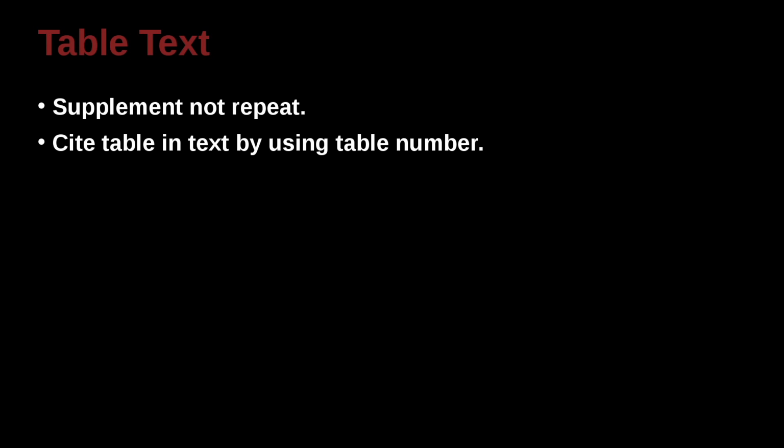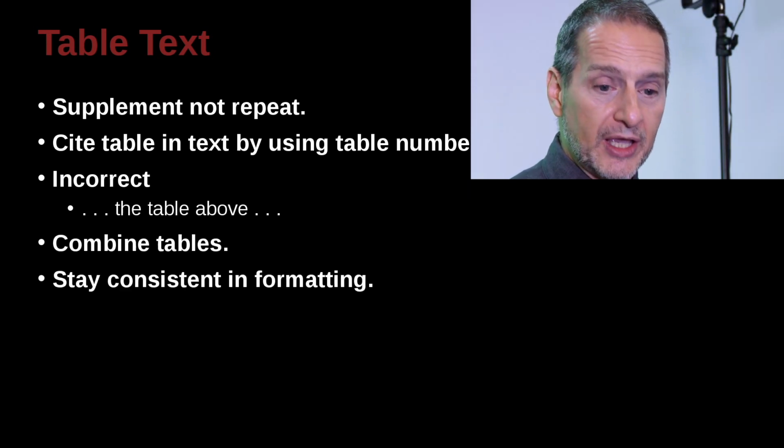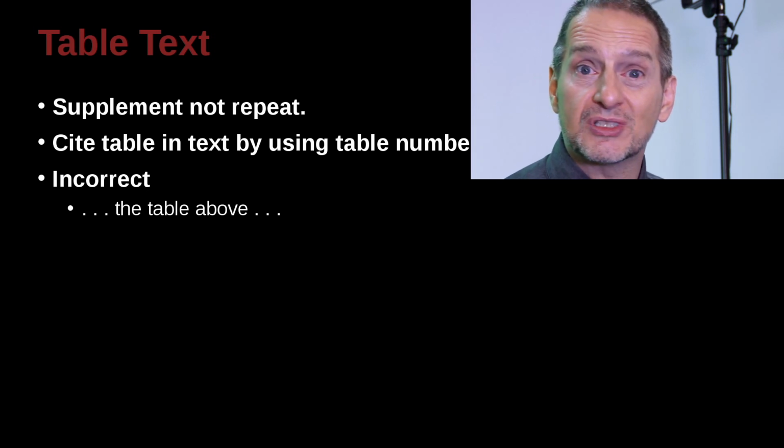When you cite a table, of course, you're going to say something like "see Table 1," "see Table 2." So for example, this would be the wrong way, "the table above," and then this would be the right way. Well, actually, we don't have the right way here. The right way would be "see Table 2," "see Table 1."